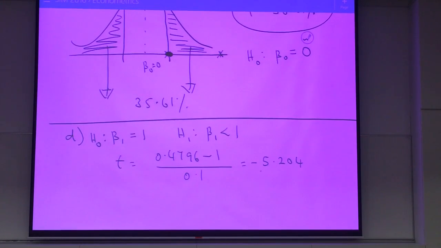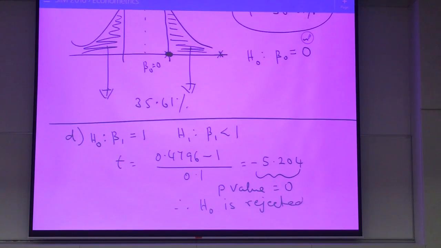Okay, so this is a highly significant value. So you will have the p-value equal to 0. Therefore, H0 is rejected, and your beta is significantly less than 1. That means it's passive.